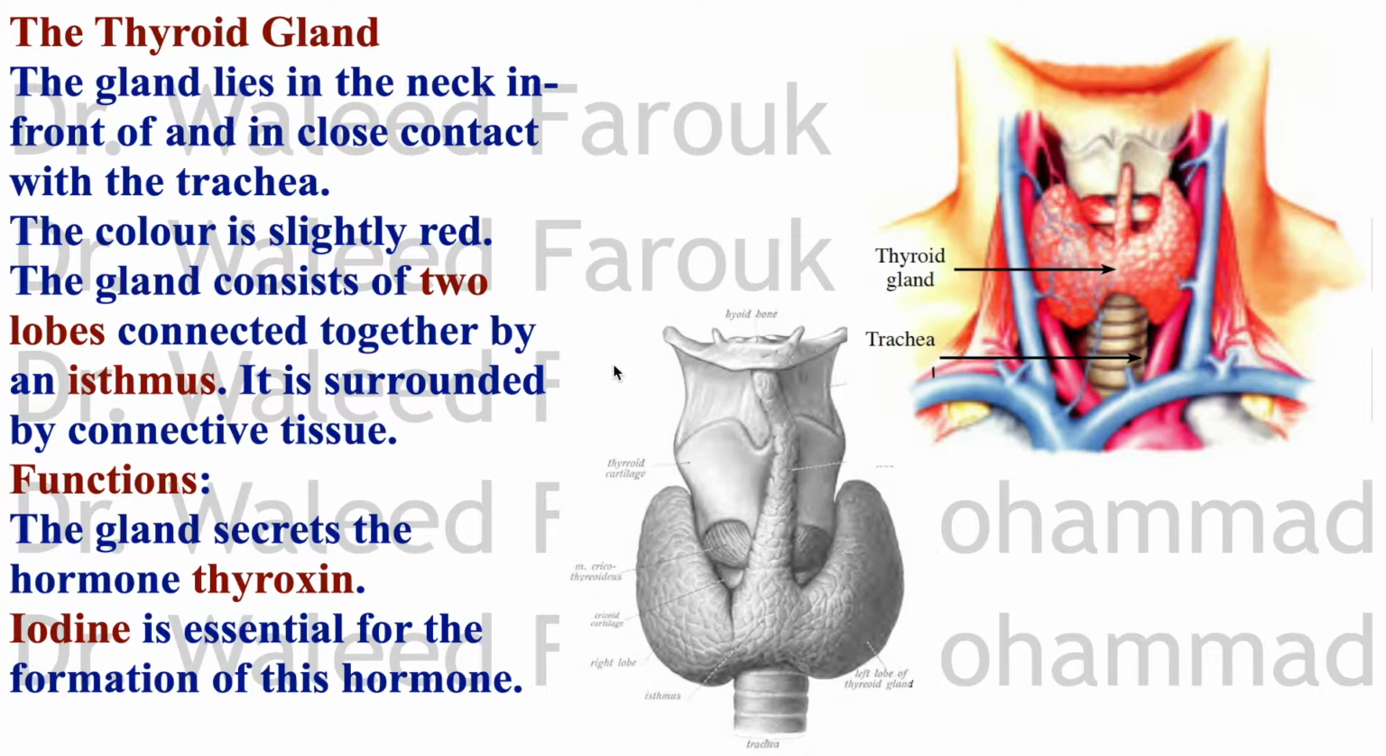It's in the neck in front and in close contact with the trachea at the front of the neck. Its color is slightly red and it has two lobes, see? Two lobes connected by an isthmus. This is called the isthmus. This is another lobe called the pyramidal lobe. So two lobes connected by an isthmus. And its function is to secrete thyroxine and calcitonin.